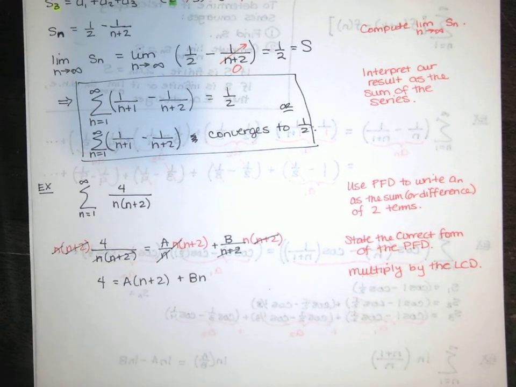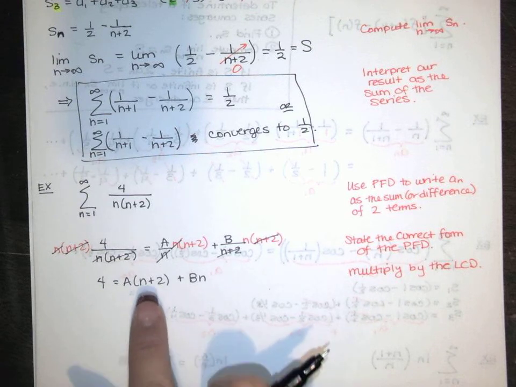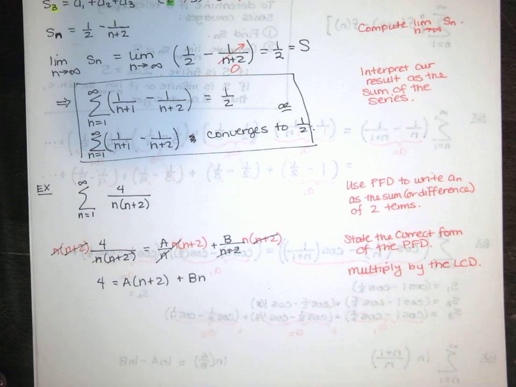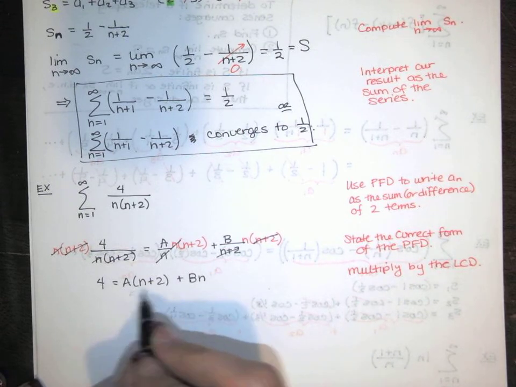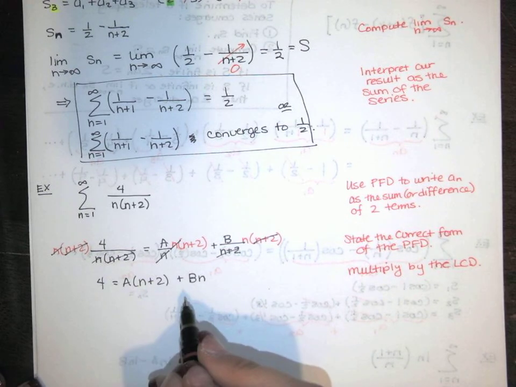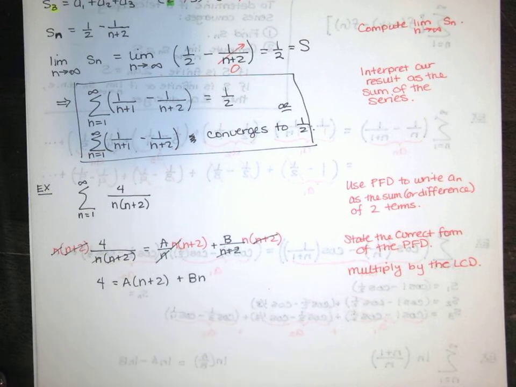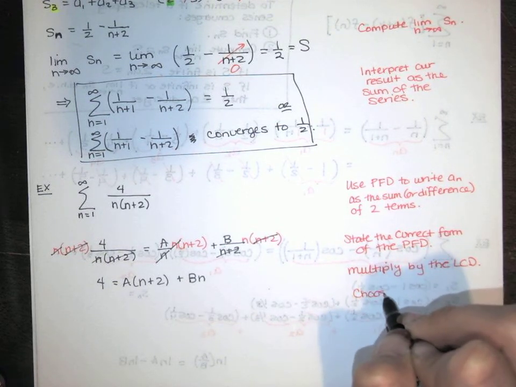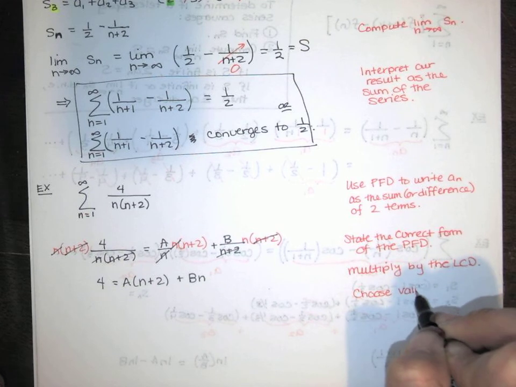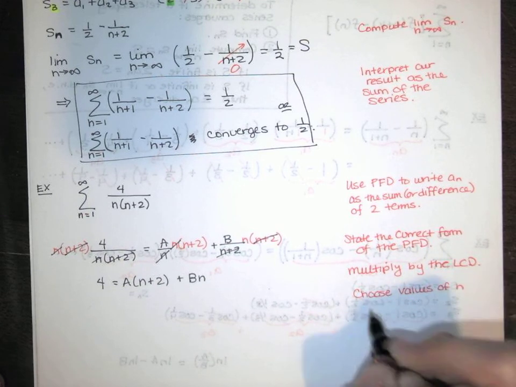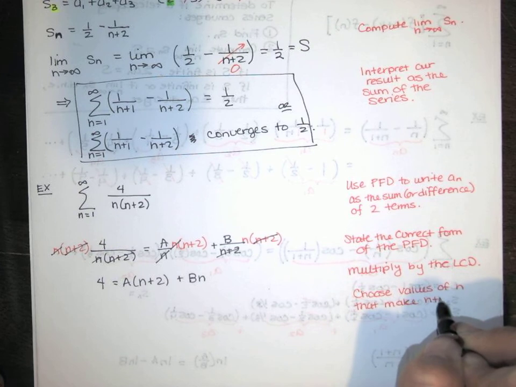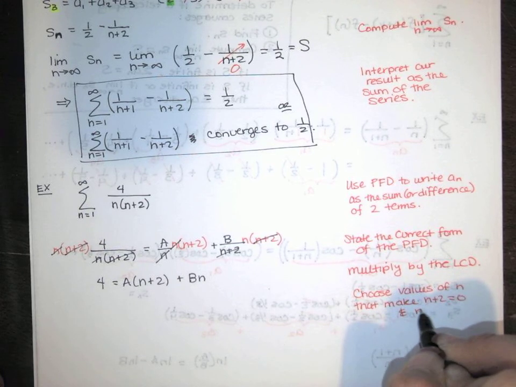Since I had two linear factors, neither one repeated, I will choose values of n that make each of the factors 0. And then when I do that, I plug those values of n into this equation, and that allows me to solve for a and b. So we will choose values of n that make n plus 2 equal to 0 and n equal to 0.